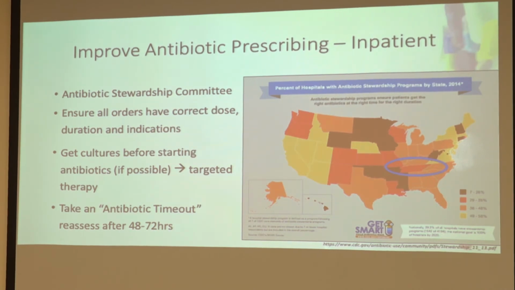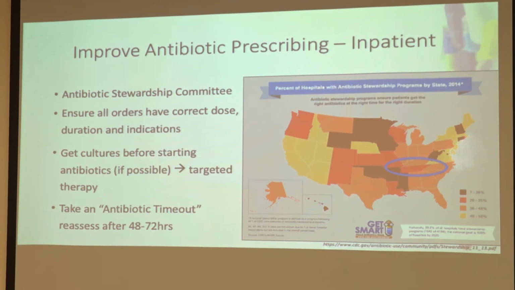Try to obtain cultures before starting antibiotics. It's not always possible, but if we can, it will help us give a more targeted therapy. We started doing this antibiotic timeout. Every time any patient who's on antibiotics, come back in 48 hours and think, does this patient really need that antibiotic? Is this the right antibiotic and the right dose for that patient?